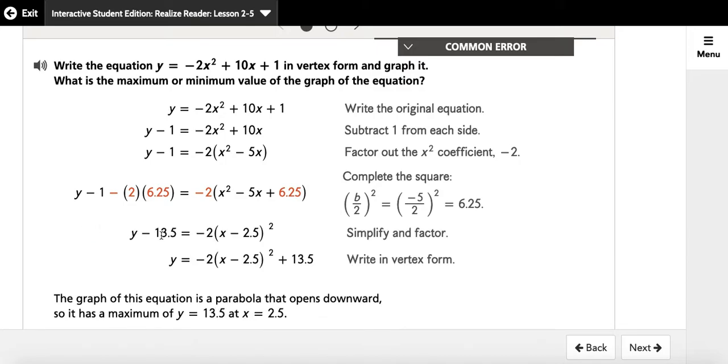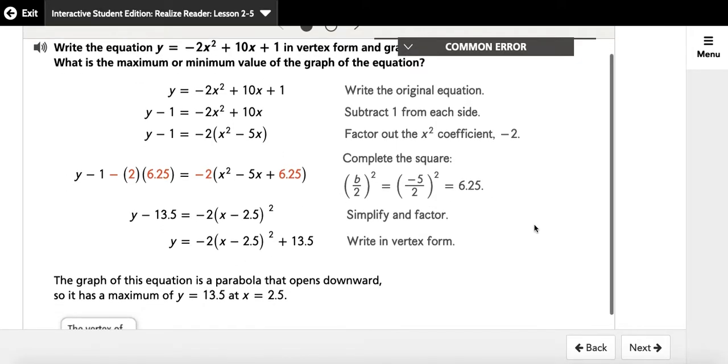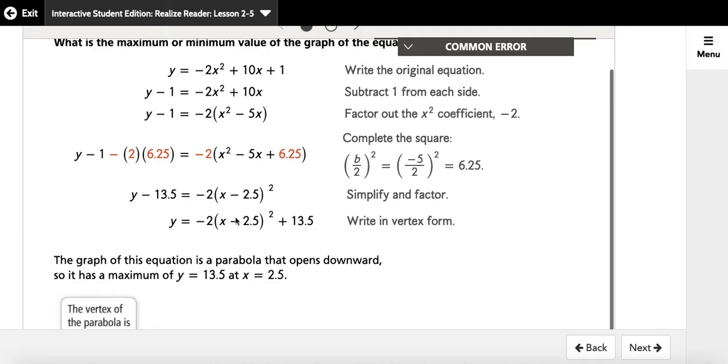Let's see if they wrote that. Yes, they did. Minus 13.5. And now we have equals negative 2, and we know this is a perfect square now: x minus 2.5 squared. Then we add the 13.5 back over to this side because the goal was to write it in vertex form. And now it is in vertex form.